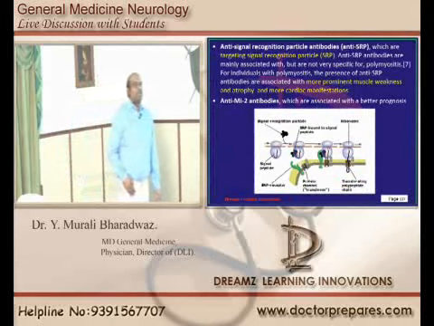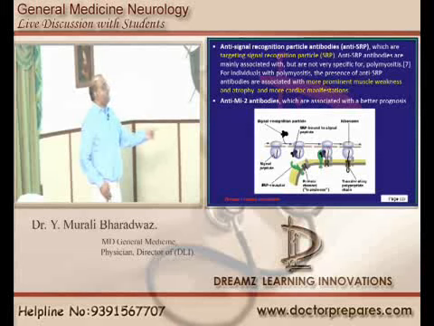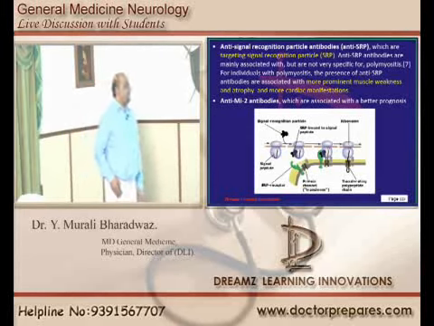Now there is one more thing called the anti-signal recognition particle antibody. Signal recognition particle is important in protein synthesis, and an antibody against that will lead to the development of typical atrophy of the muscles, which is what we need to appreciate.